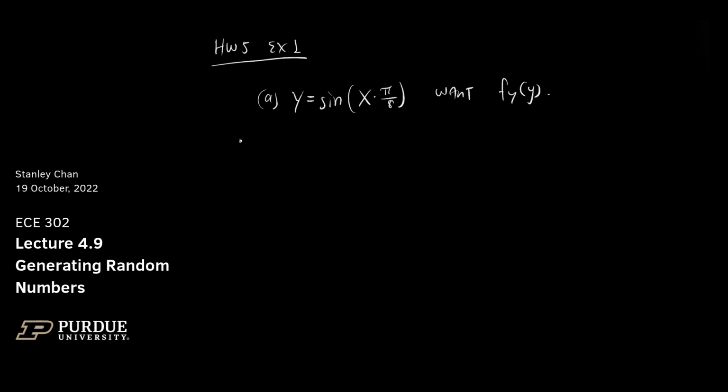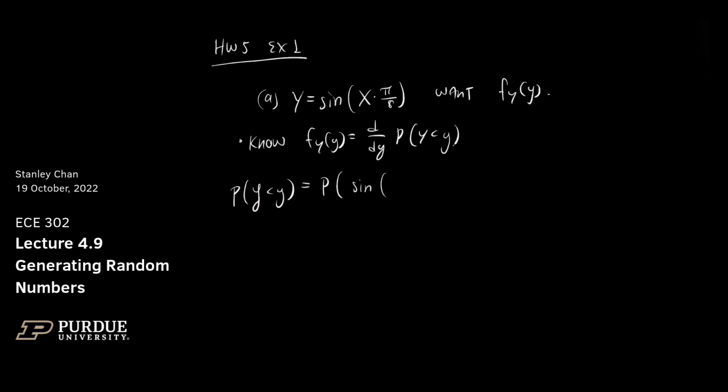So you know that f of y is the derivative of the CDF. Okay, so we're going to start with the CDF. So we know that, and now we know that x, the other important fact is that x is uniform -2 to 2. Because x is uniform -2 to 2, we can actually plot the range of y.